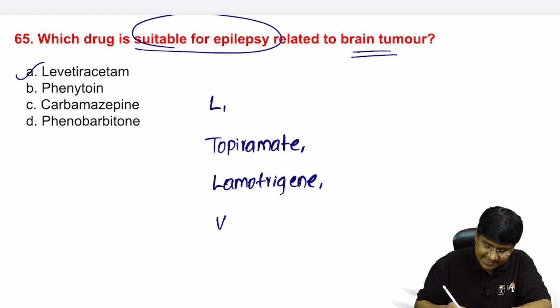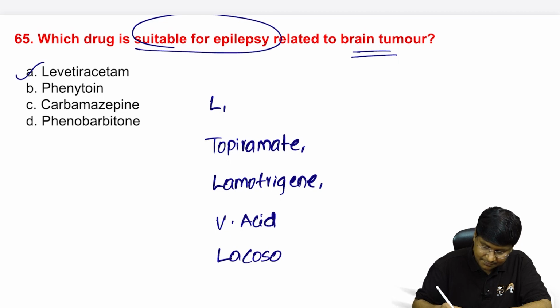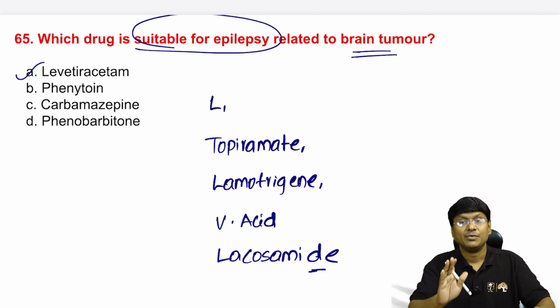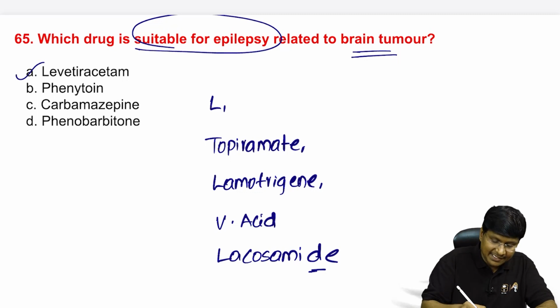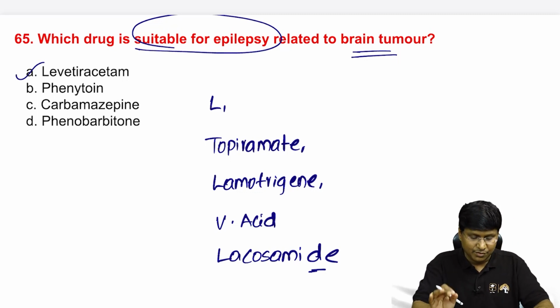Fourth, valproic acid. Fifth, lacosamide. So these are the drugs which do not induce the hepatic microsomal enzyme system, and they can be given in epilepsy related to brain tumor.